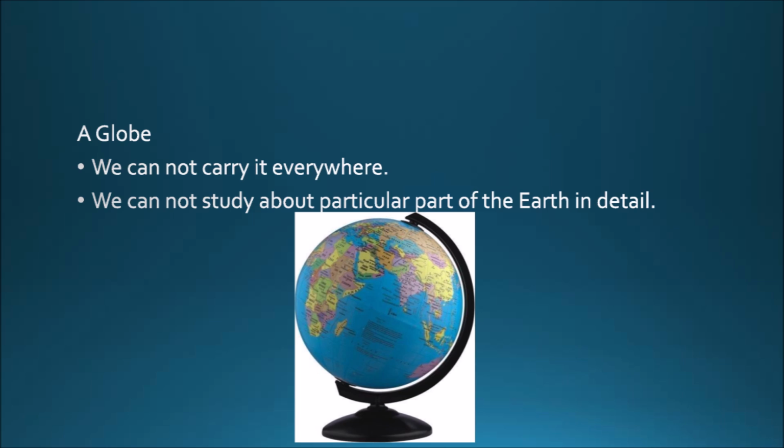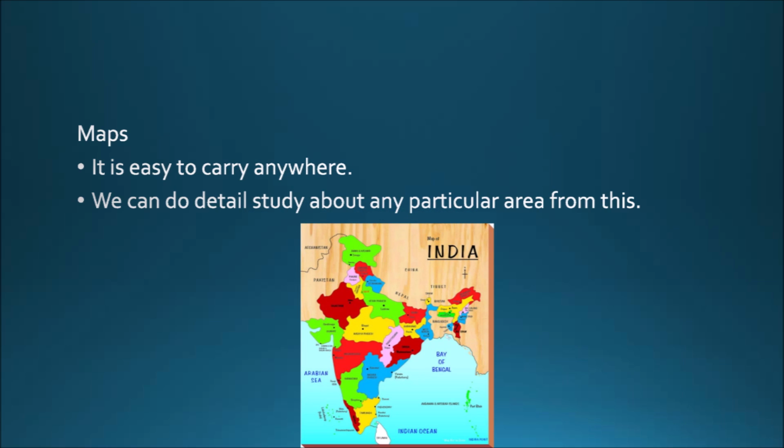But when we want to study a particular part of the earth in detail, we need maps. We cannot study the detailed part of the earth from a globe. We need maps at that time. A map is a drawing or diagrammatic representation of the whole earth or a part of it on a flat surface like paper. What is a map? A map is a drawing of the earth on paper.